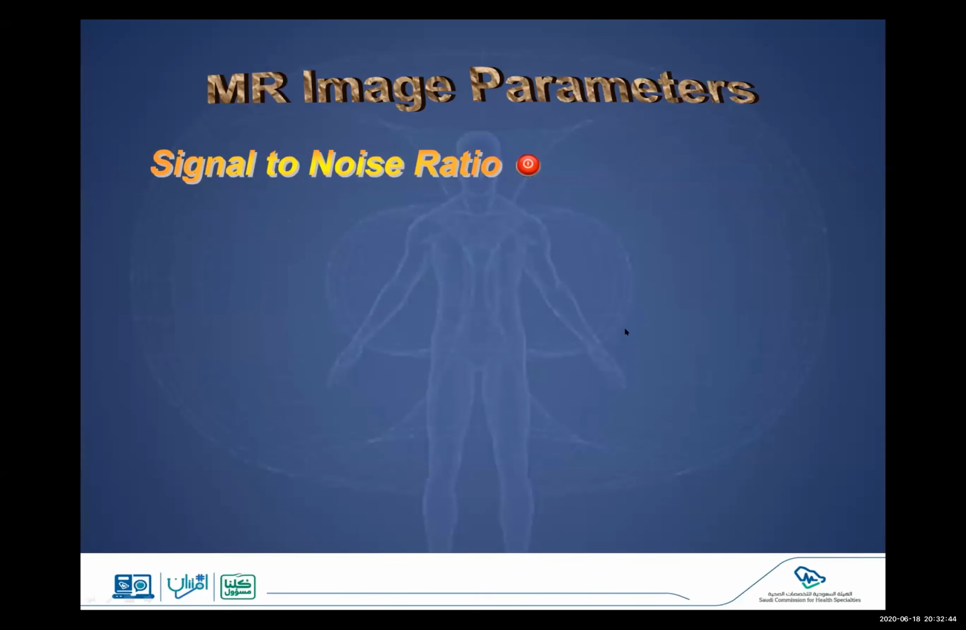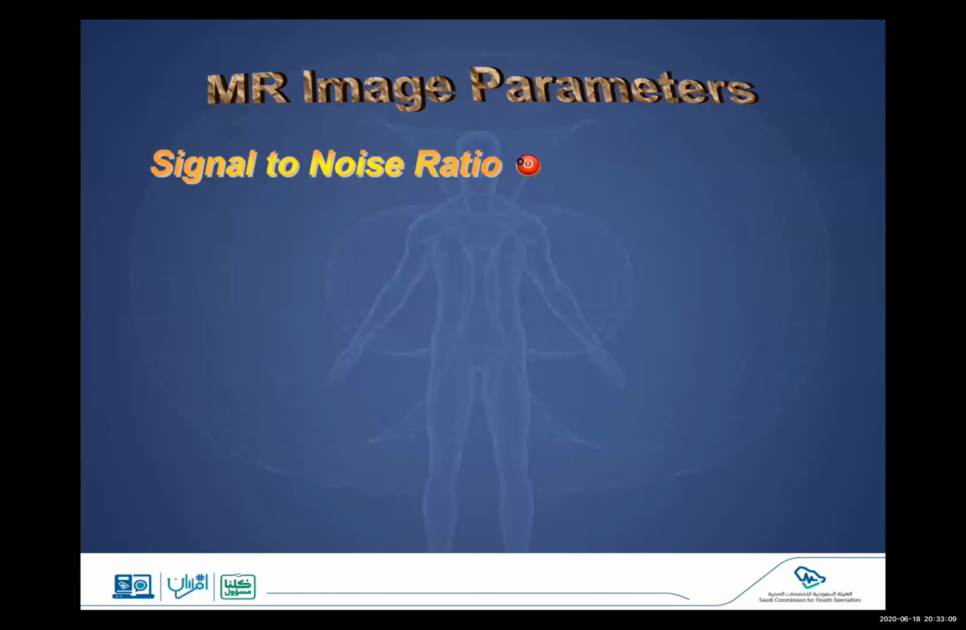Okay, now we will come to the second part. Resolution was one of the important parameters of an MRI image, but signal to noise ratio is another important parameter. It's good to have a very high resolution image, but if your image is very noisy, this is not really so good.